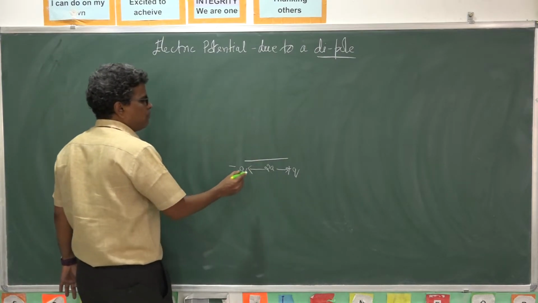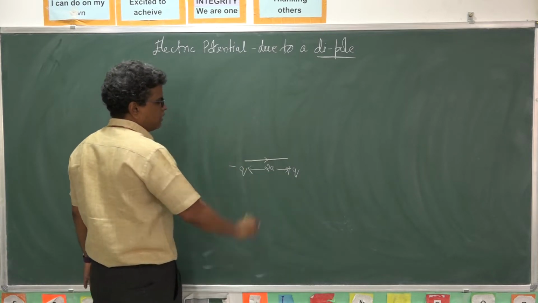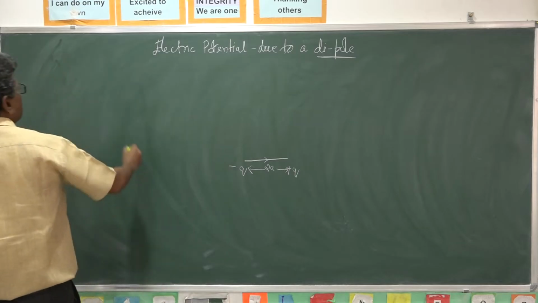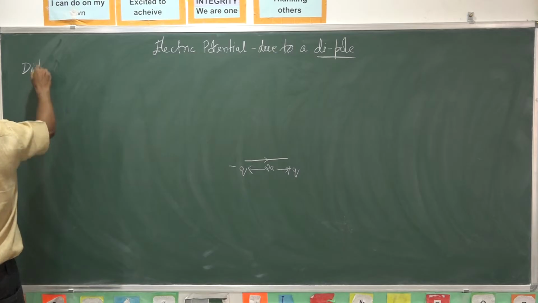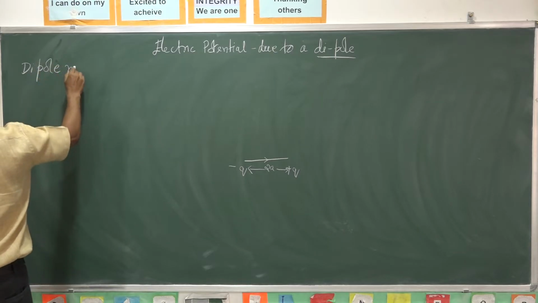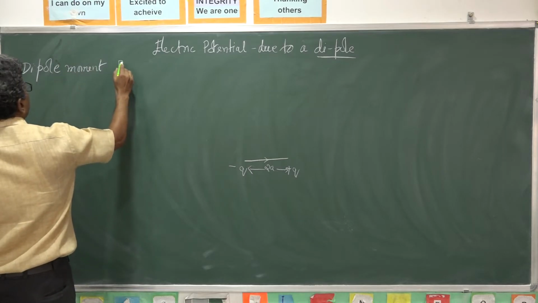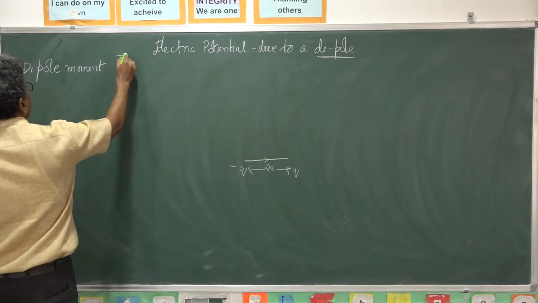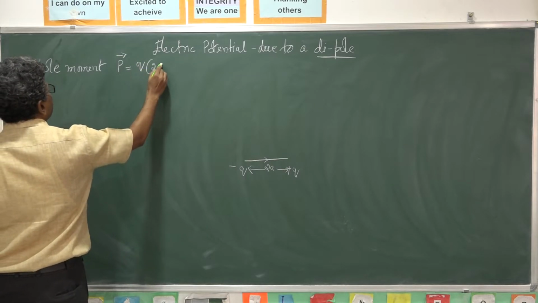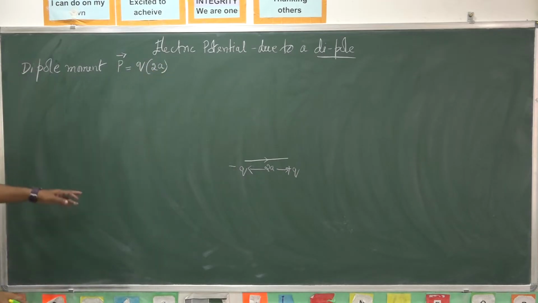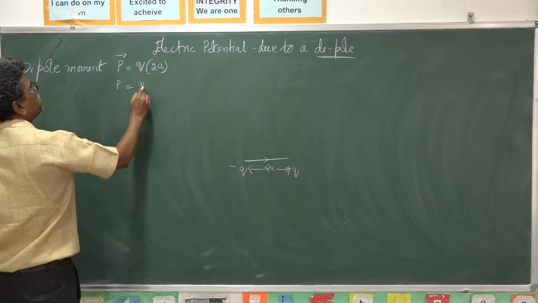Now its dipole moment is from minus q to plus q. It will be along this direction. So first you define dipole moment. What is dipole moment? Dipole moment P is equal to, it is a vector quantity, one of the charges into the separation between them. So the magnitude of the dipole moment is q into 2a.